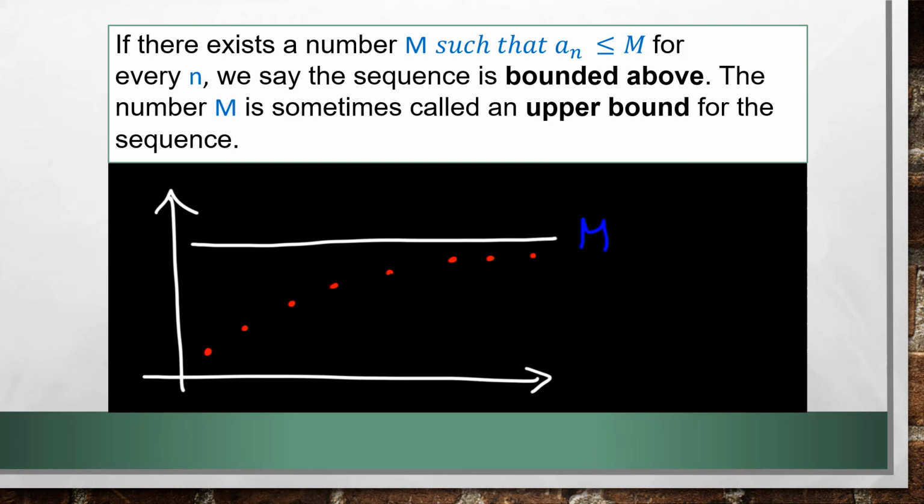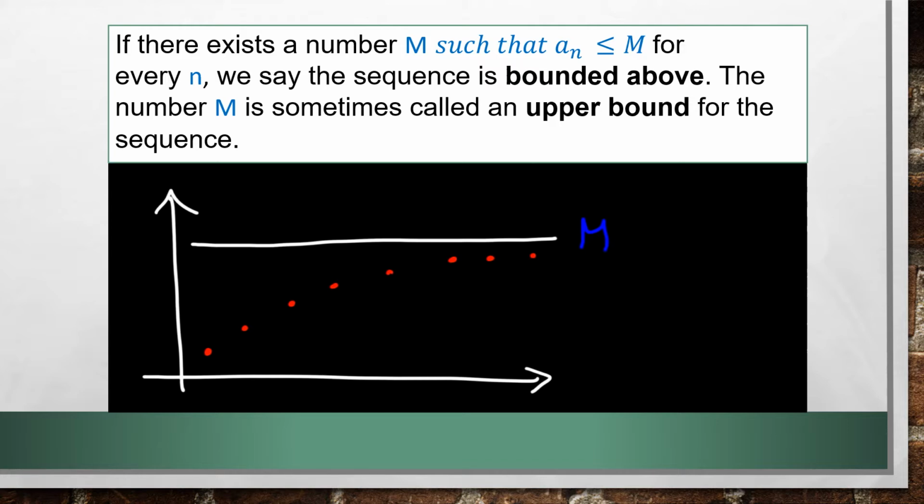Today, we are going to identify if the sequence is bounded above, bounded below, or both bounded below and above. If there exists a number m such that the sequence a_n is less than or equal to m for every n, we say the sequence is bounded above. The number m is sometimes called an upper bound for the sequence.